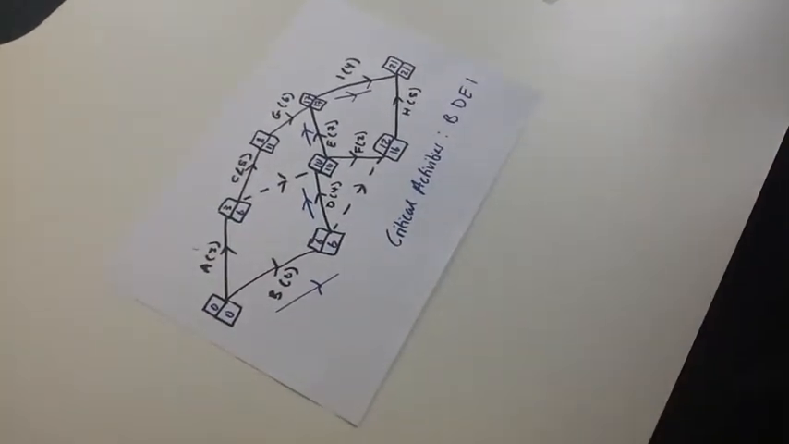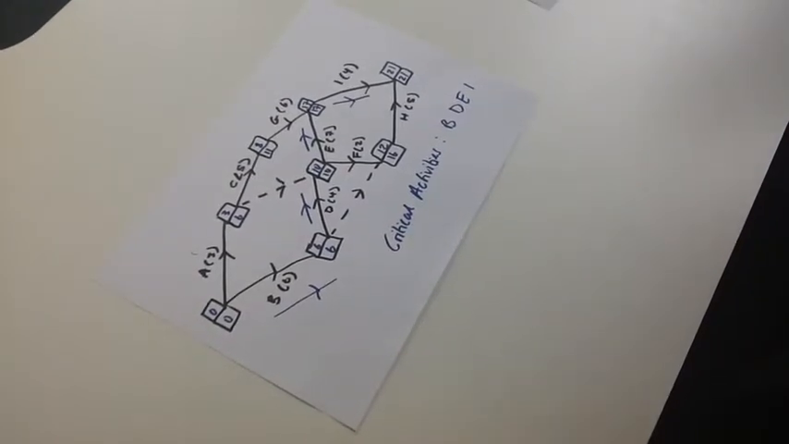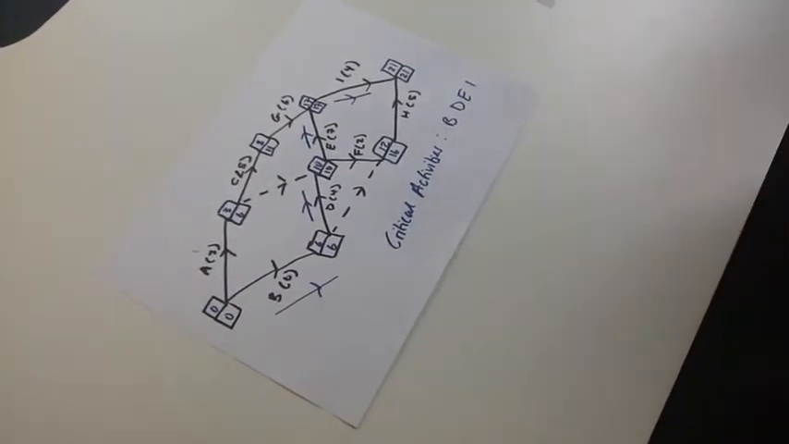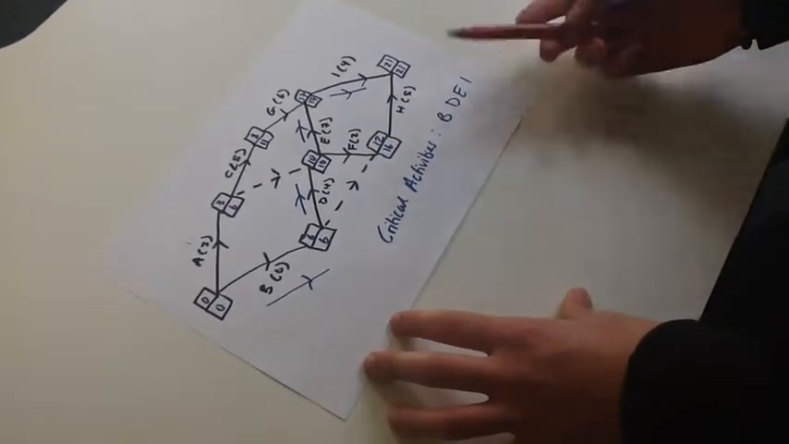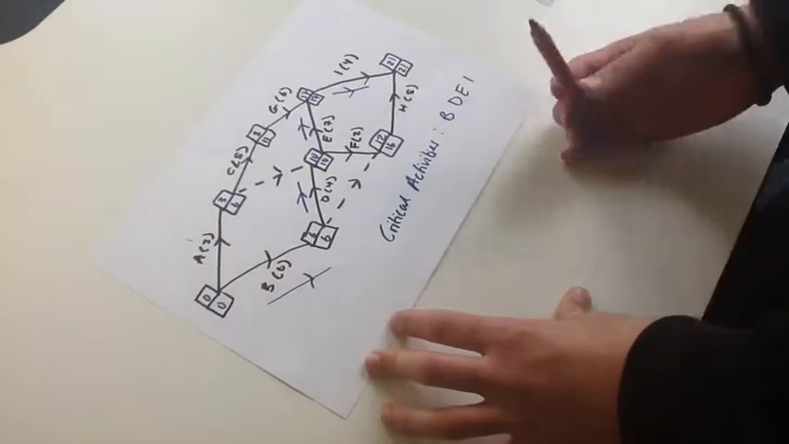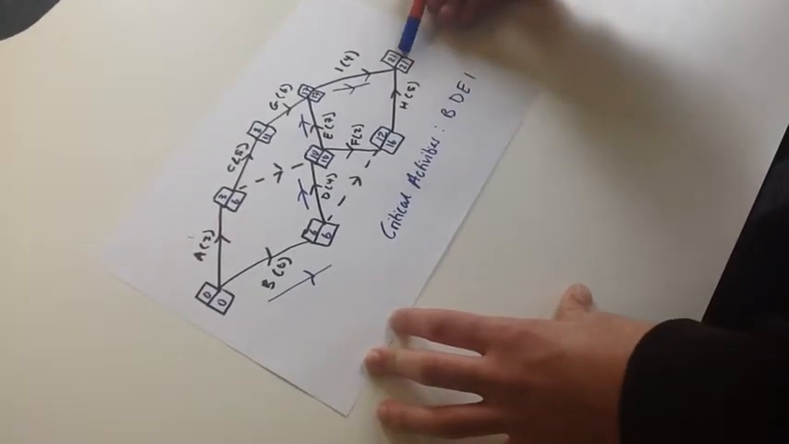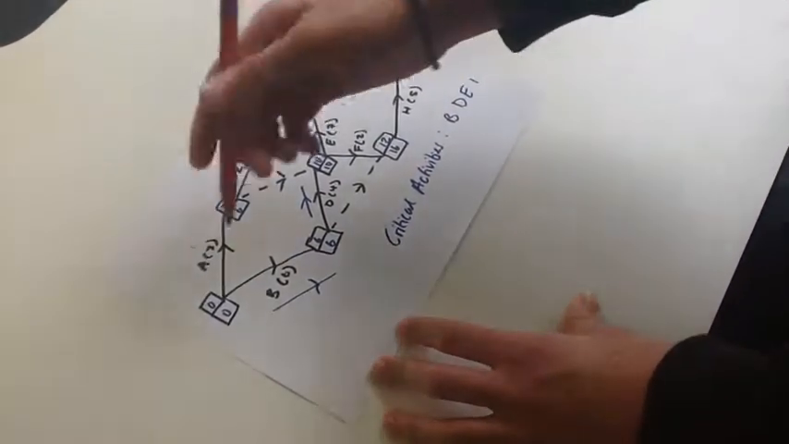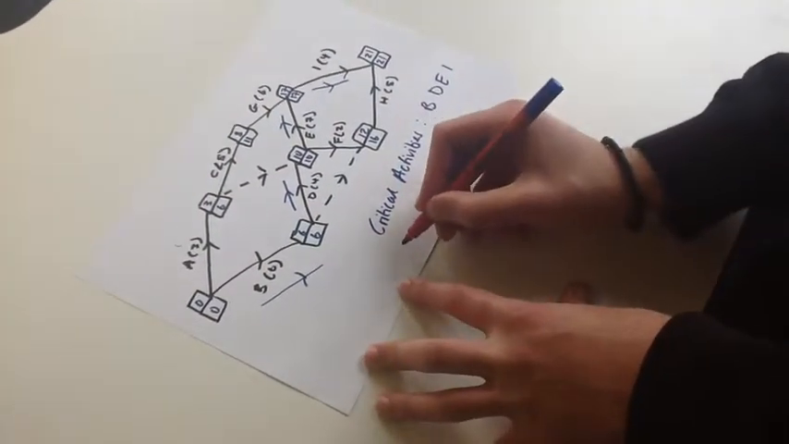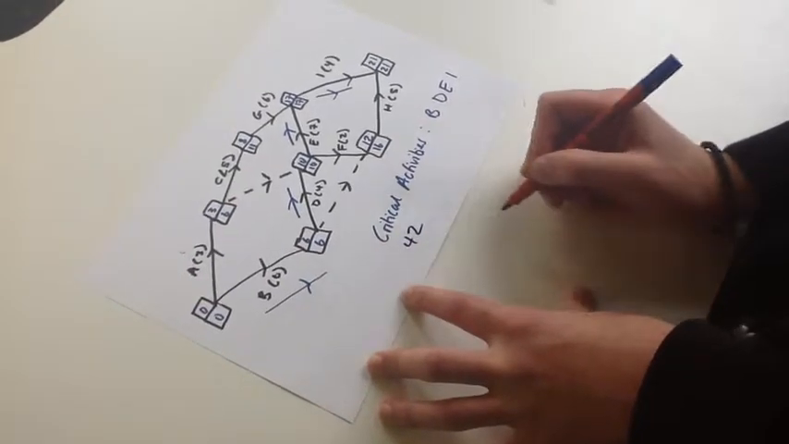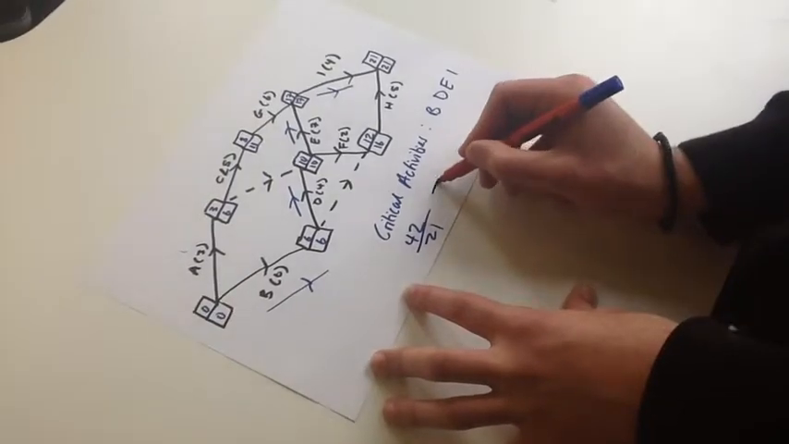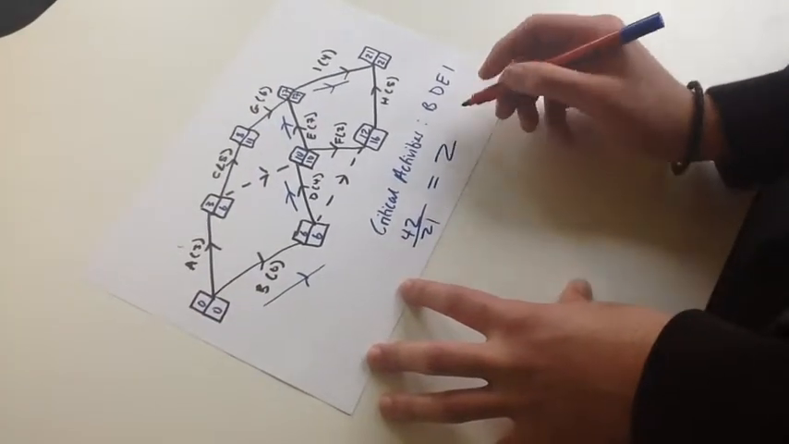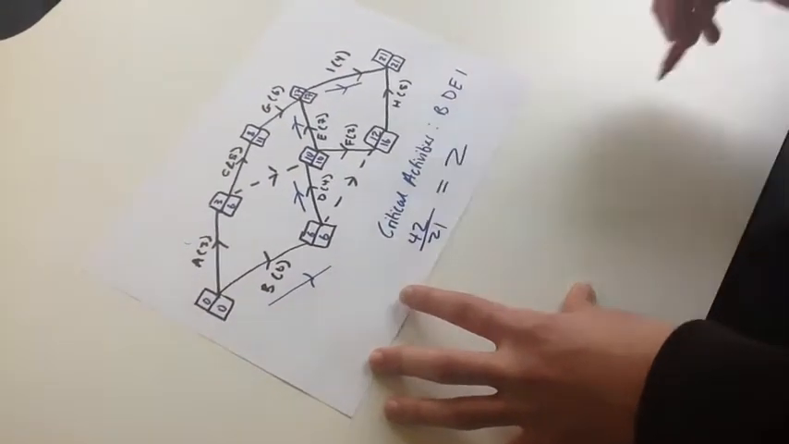Next will be part D, which is where you work out the lower bound for the number of workers needed to complete the project in minimum time. For this it's easy. You literally add all the numbers in the brackets and then divide it by this time here. So in this case, if you add all this up, it would equal 42, and that number is 21, and if you do that, you find you get 2. This means you need 2 workers to do the activity.